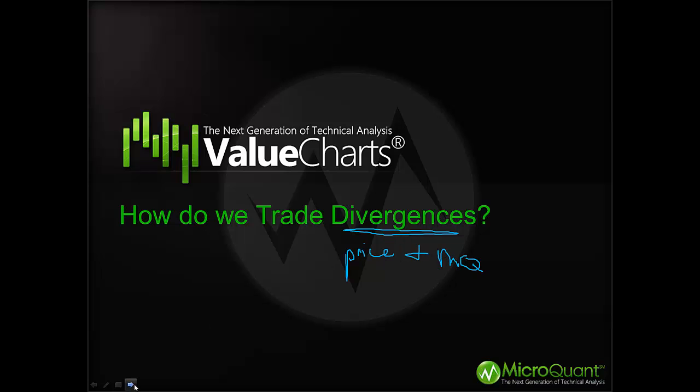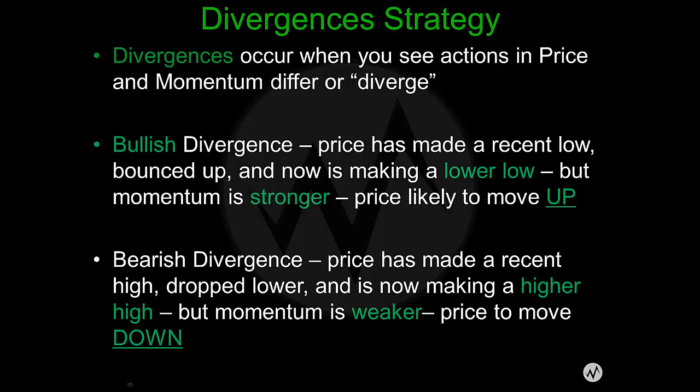It's easier to see on an actual chart. But again, divergences occur when you see actions in price and momentum that differ or diverge. A bullish divergence is basically when a price has made a recent low, bounced up, and is now making a lower low on the next pull down, but momentum is stronger than before. So price is likely to move up. That's why we call it a bullish divergence.